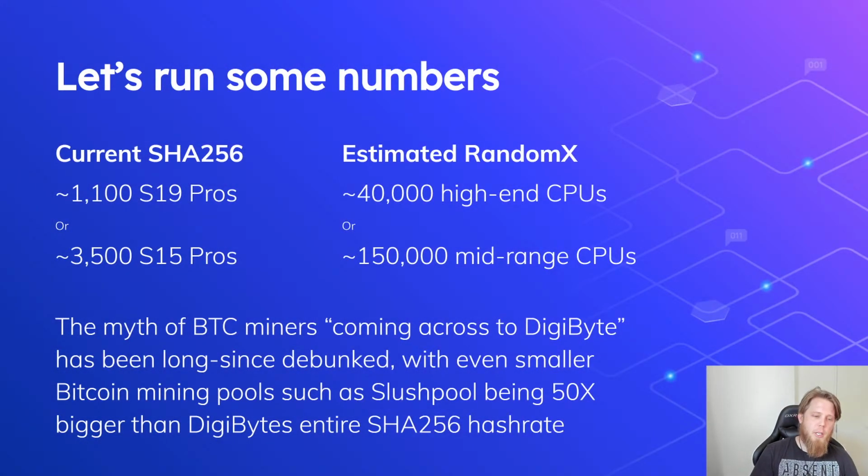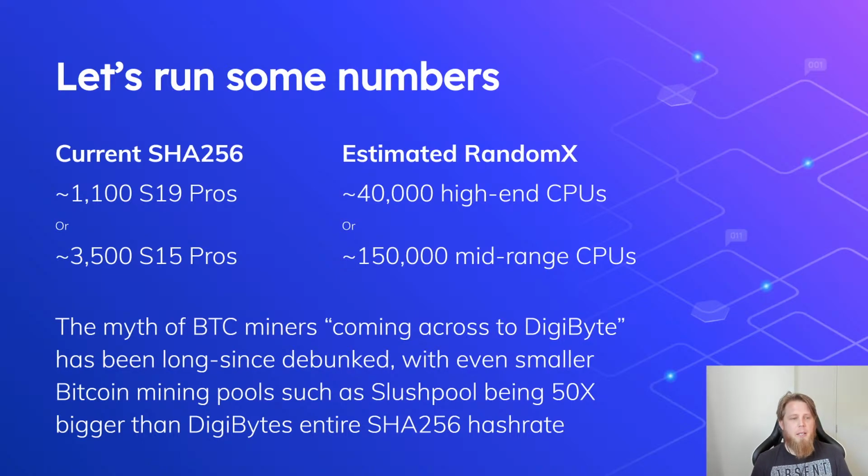Right now on SHA-256, we have the equivalent of approximately 1,100 Antminer S19 Pros. Now, even if people are using hardware that's a little under 2 years old, such as the Antminer S15, that's a maximum of 3,500 devices on the network.